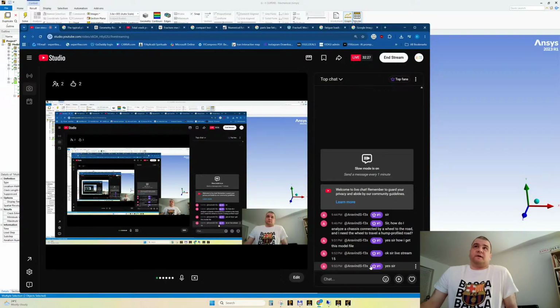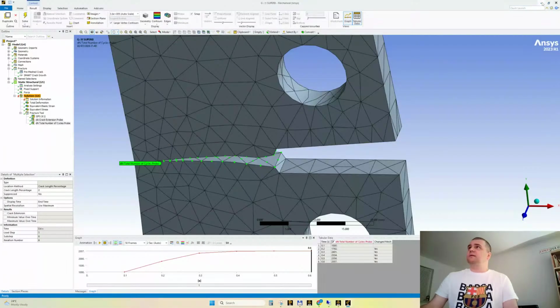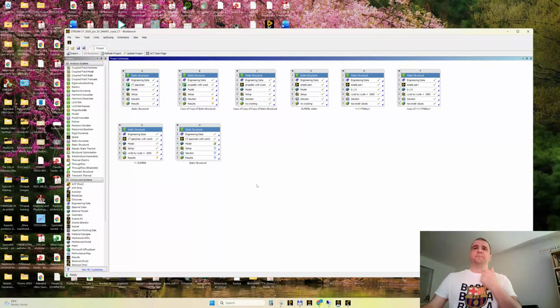How do I get this model file? Grab cuts. Do something, okay? Model, at least do something. Not everything for free, okay? You need to also do something.